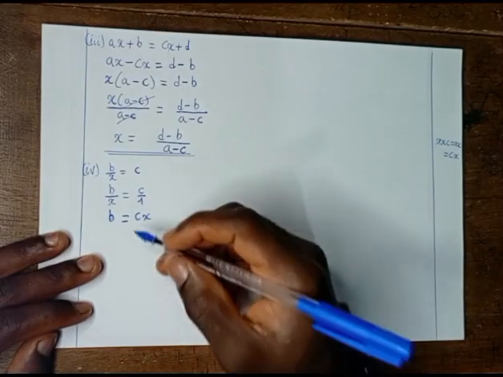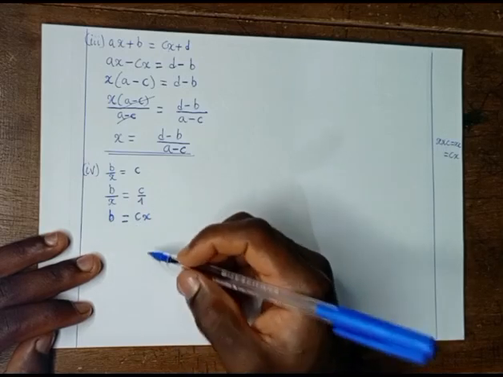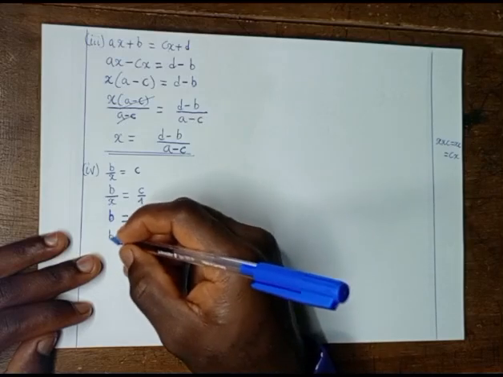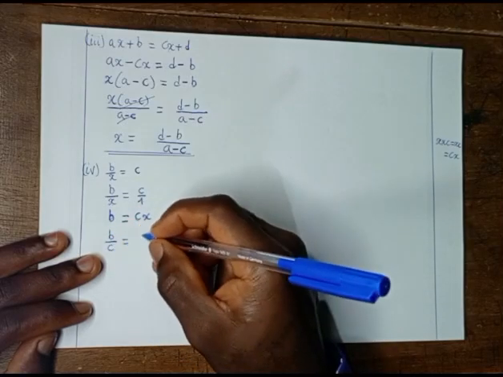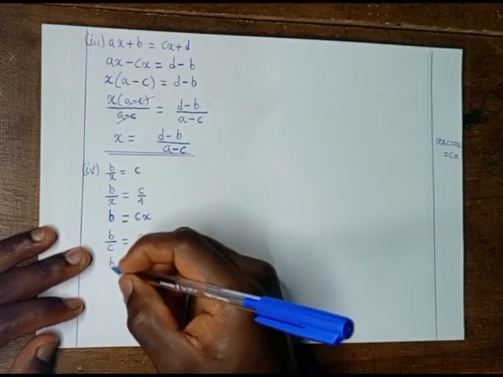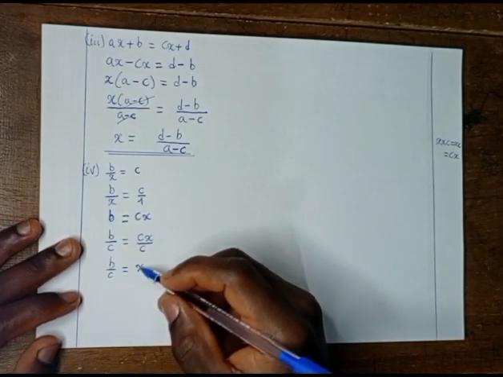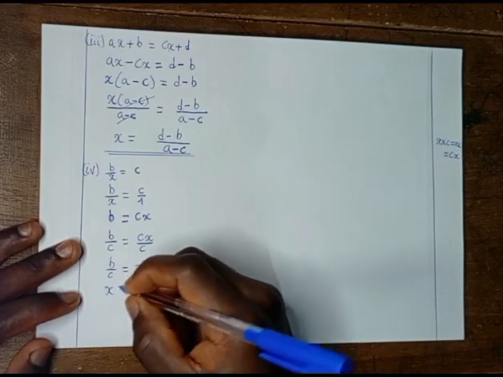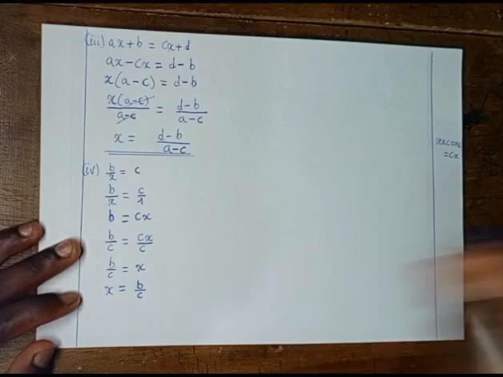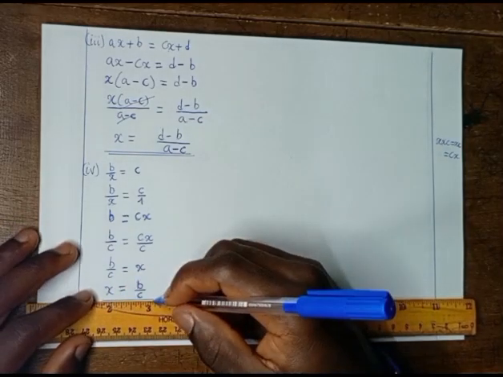Next thing, we need x to be alone on one side of this equation. So we are going to divide both sides by the coefficient of x, which is c. This will give us b divided by c is equal to cx divided by c. C will cancel c. This will give us b over c is equal to x, which is the same as x is equal to b over c. We have succeeded in making x the subject of formula.